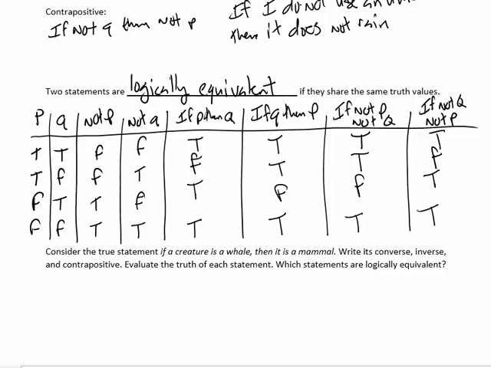Okay. Now, why does this matter? What do we notice about two sets of them? The initial conditional statement and the contrapositive both share the same truth values. So we say that the conditional and the contrapositive are logically equivalent. Same thing with the converse and the inverse. The middle two also share the same truth values, so they are defined to be logically equivalent to each other.